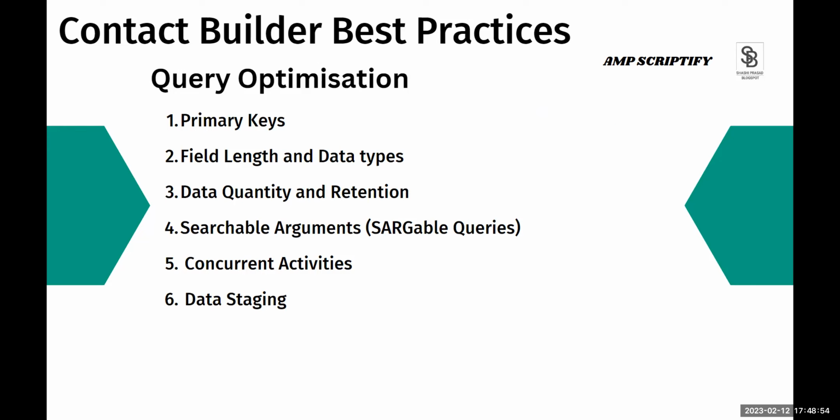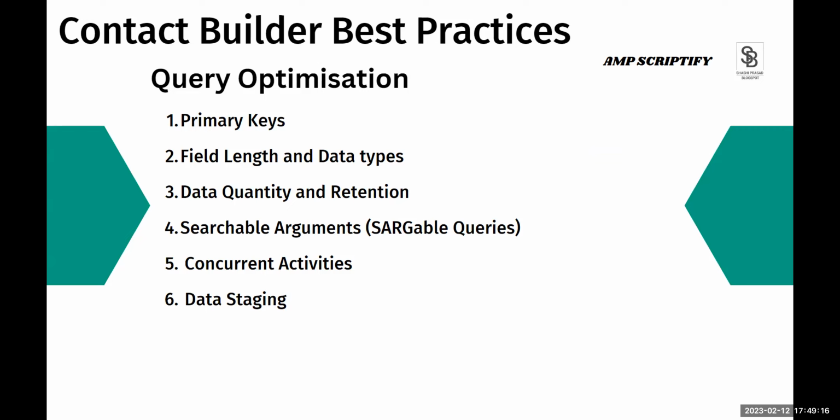And the concurrent activities: let's say you have multiple automations running. You have one data extension that you're manipulating or updating, and at the same time another automation or another query is running. That will also lead to a lot of issues.